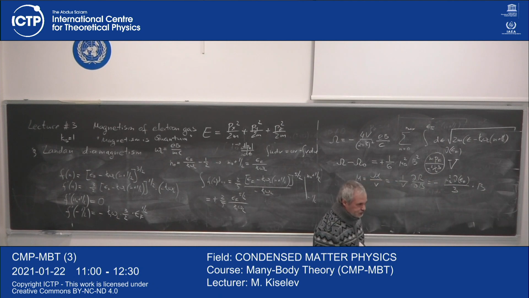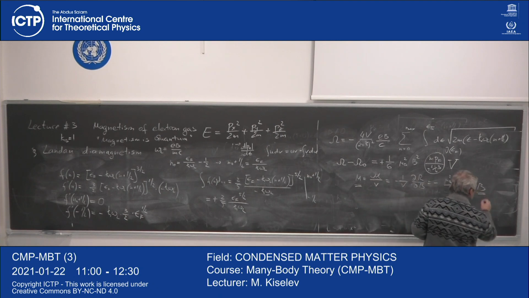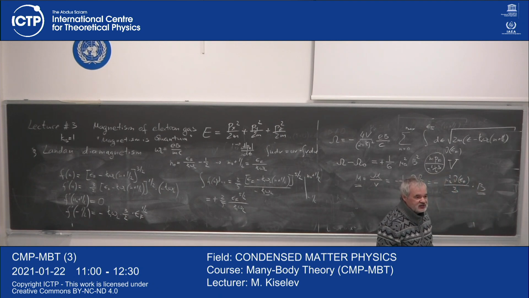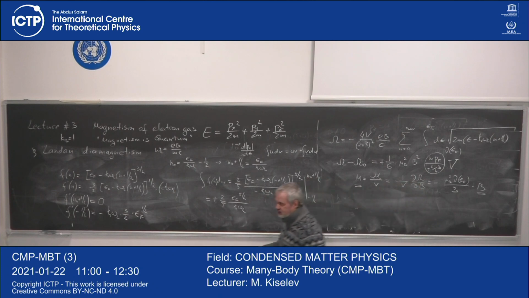So what you see here is that magnetization for the diamagnetic case is also directly proportional to magnetic field, although it has a sign minus. Therefore, an electron which moves semi-classically on the orbit, since the electron is a charged particle, creates a magnetic field which goes in the opposite direction in order to compensate the applied magnetic field. This is the core of diamagnetism.